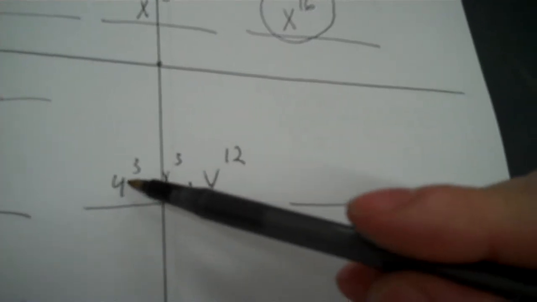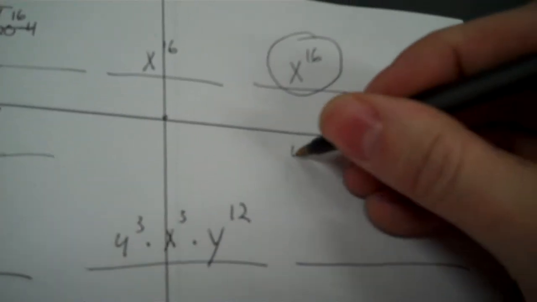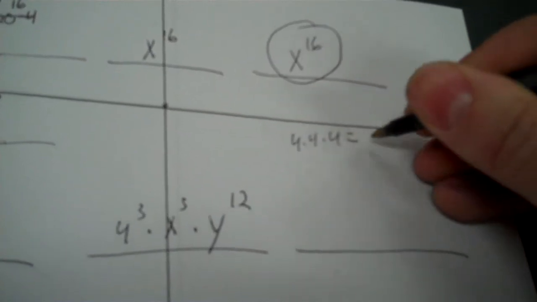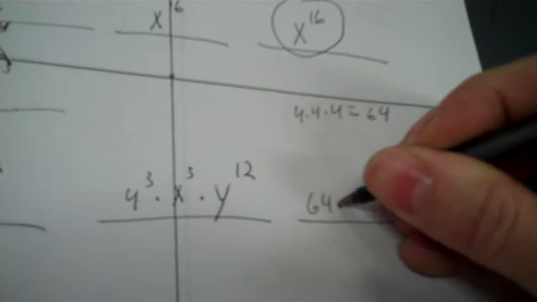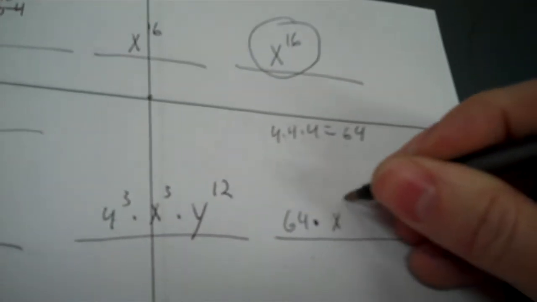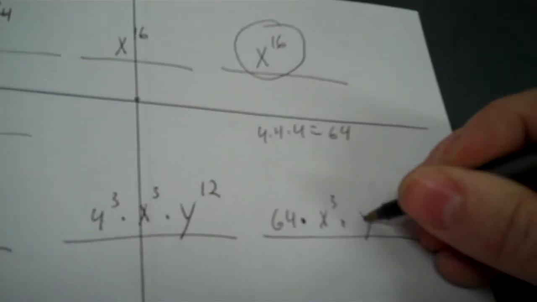Okay, then what can I simplify? Well, 4 to the 3rd I can simplify. 4 times 4 times 4 is 64. So it's to the 64th power. And then x to the 3rd and y to the 12th.